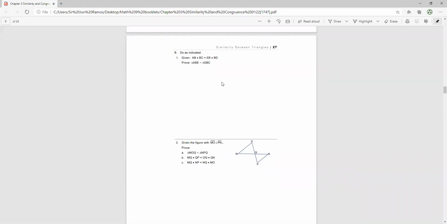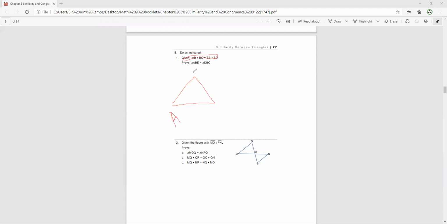Good morning. In the previous video, we tried to apply the similarity theorems to show that two triangles are similar based on the given. Now, let's try to prove two triangles similar with the given proportionality. Let's try to draw the triangle so you can see it more clearly.